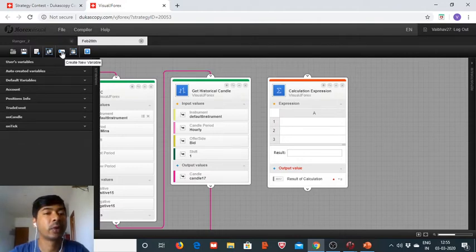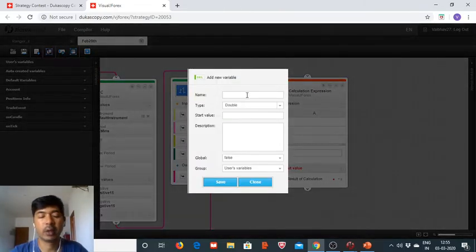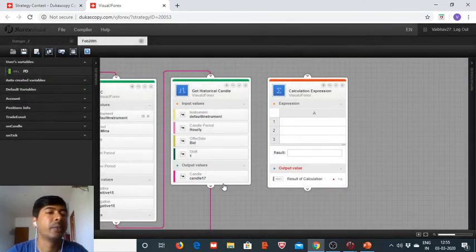And we are going to create a new variable here, and let's name it the pip difference. So we will name it PD, and the pip difference is going to be 10 pips. So suppose if the candle close is higher or lower by 10 pips from the middle band, then the algorithm will look for a pending order instead of executing the trade right away. So that's why we are going to define it as PD.